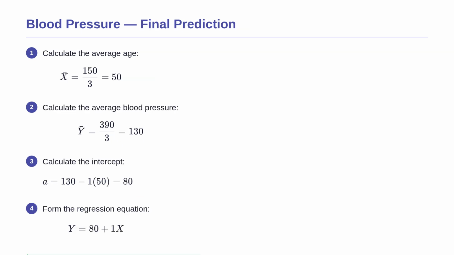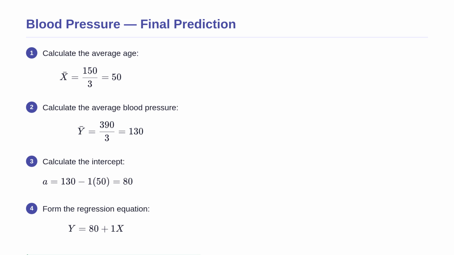With our slope calculated, we are ready to find the intercept and make our final prediction. First, we find the average age by dividing 150 by 3, giving us 50. We find the average blood pressure by dividing 390 by 3, giving us 130. To find the intercept, A, we take the average blood pressure of 130 and subtract our slope of 1 multiplied by the average age of 50. This gives us a y-intercept of 80. Our final predictive equation is y equals 80 plus 1 times x.